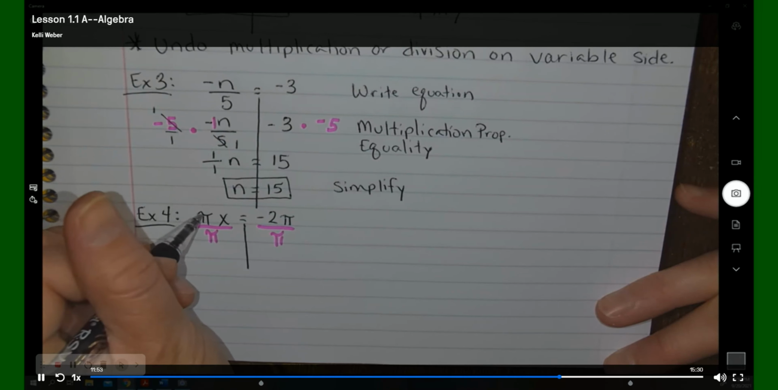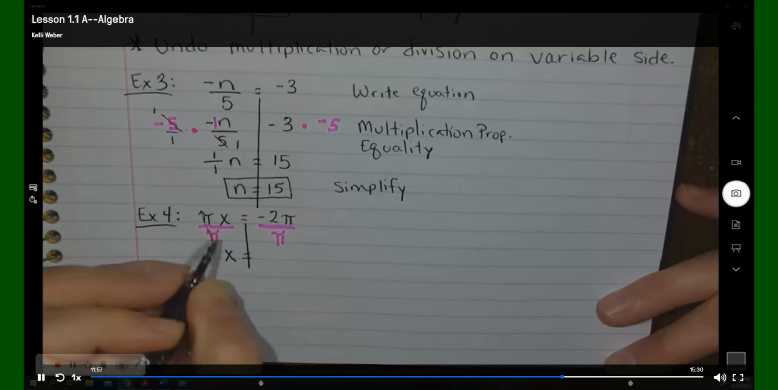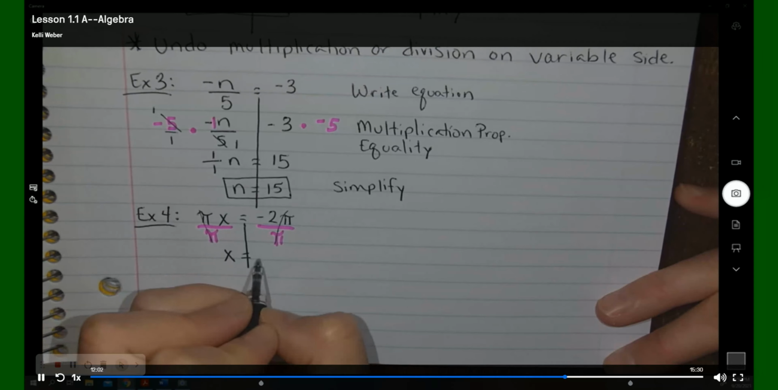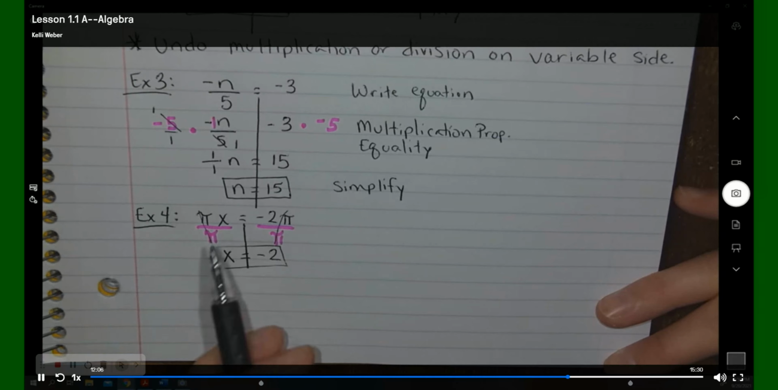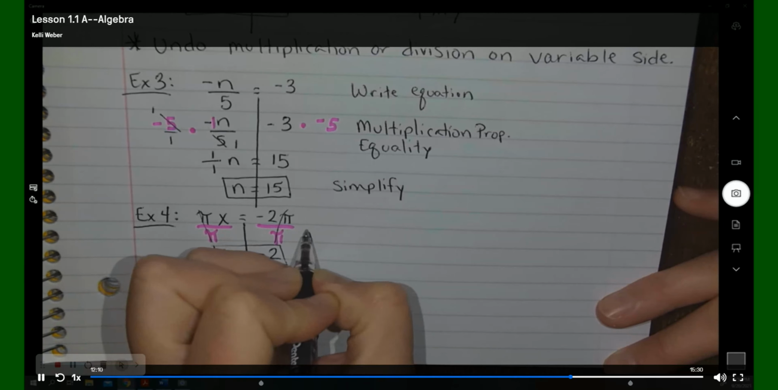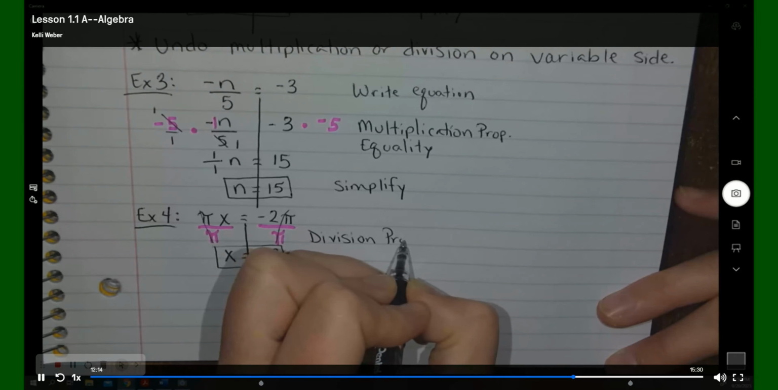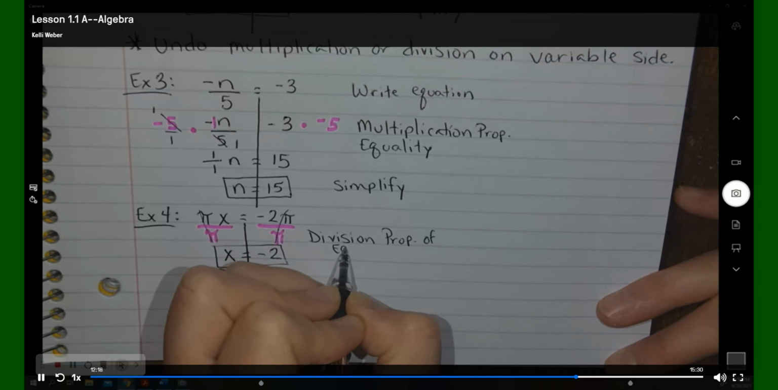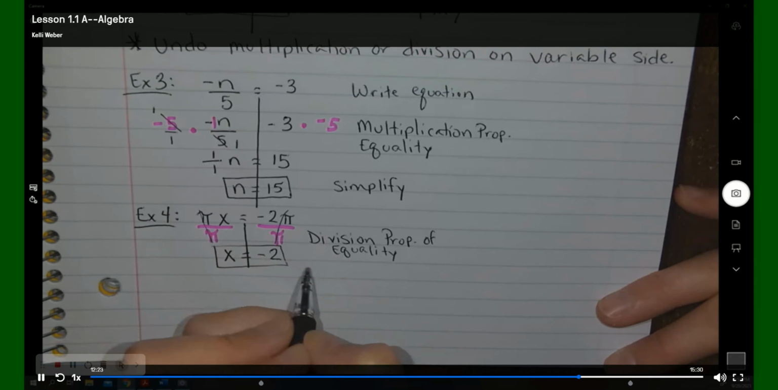So pi divided by pi is 1x. -2 pi divided by pi, those pi's will cancel. That leaves us with -2. So we wrote our equation. And then this step here is the division property of equality. And then last step, we simplified.